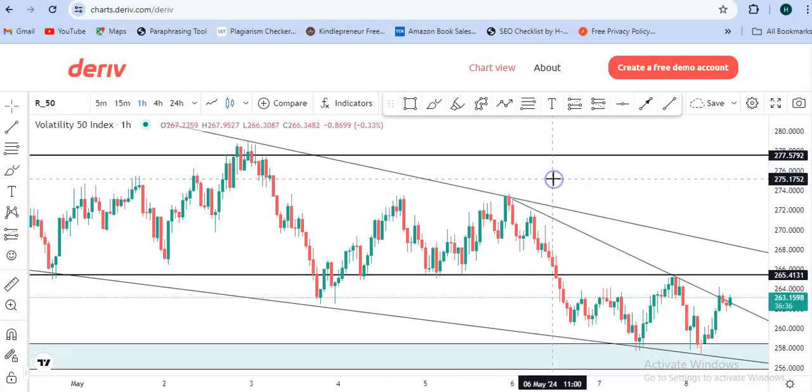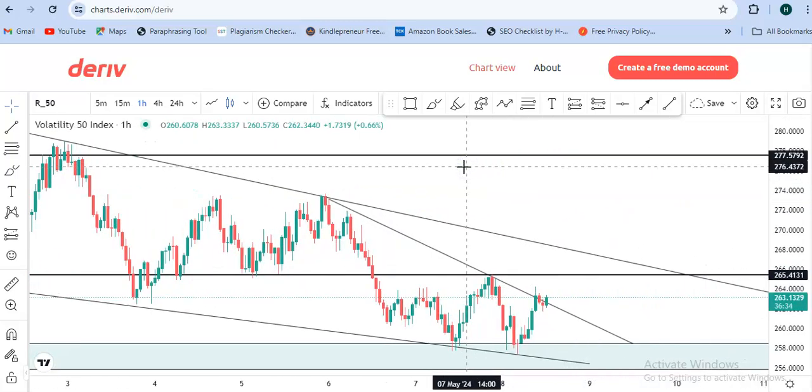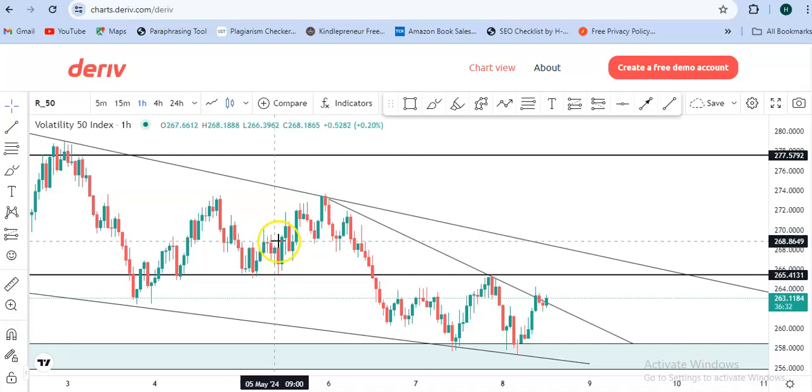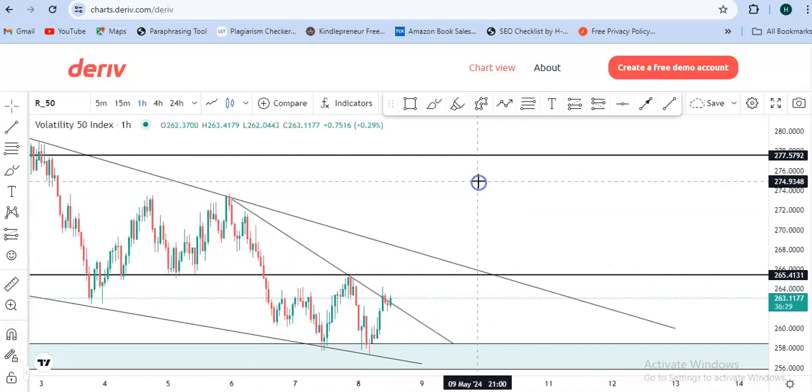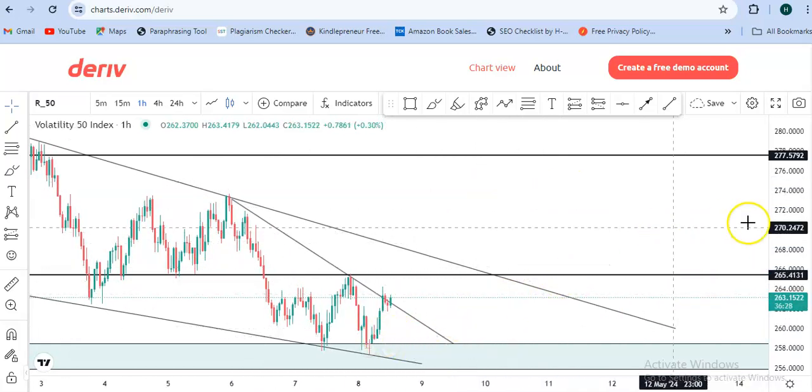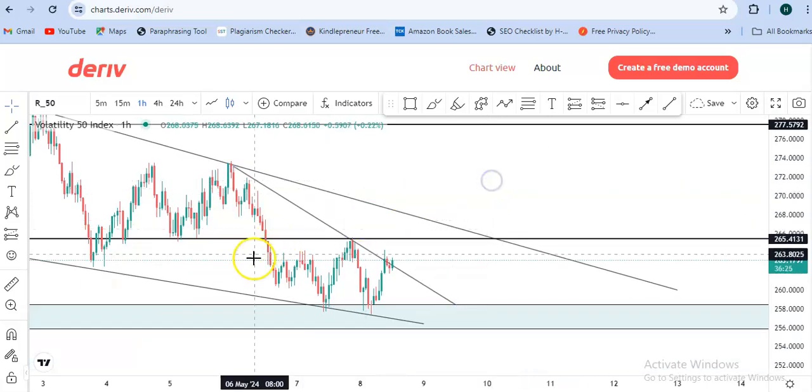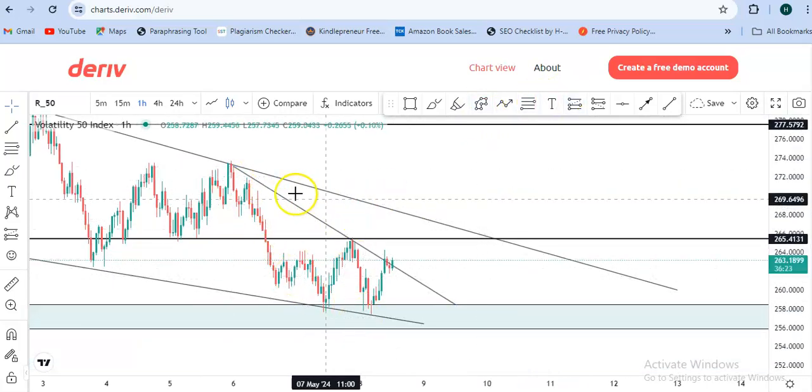Alright, let me reset the chart quickly. Now on the 1-hourly time frame, this is what we have, guys. Now you can see what the market actually did: it was selling from this point down.